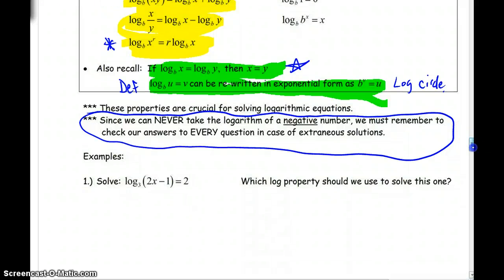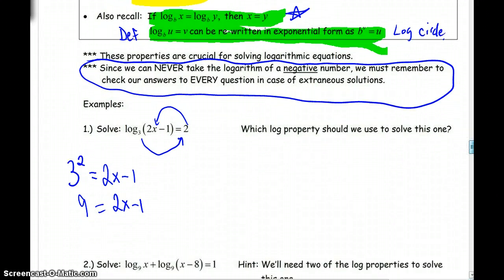So let's look at number one. Like I said, in this green highlighted section, either you have a log equals a log, in which case you set the insides equal, or you have a log equals a number, in which case you do a log circle. Well, look at the right hand side of number one. It's not a logarithm, it's just the number 2. So we are going to do a log circle. We're going to write 3 to the second power is equal to 2x minus 1. 3 to the second power is a 9. So we have 2x minus 1 equals 9.